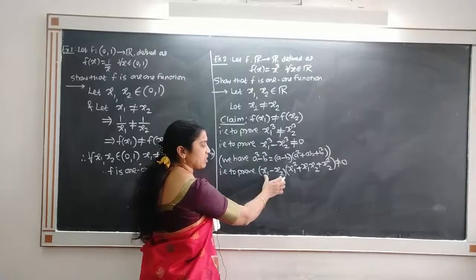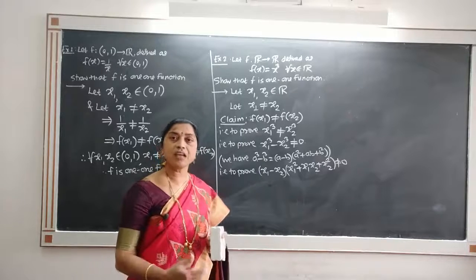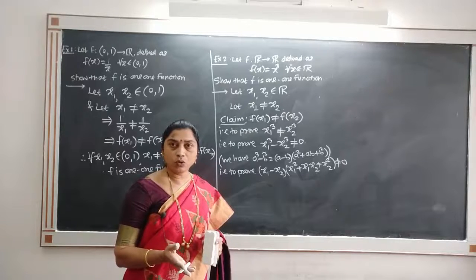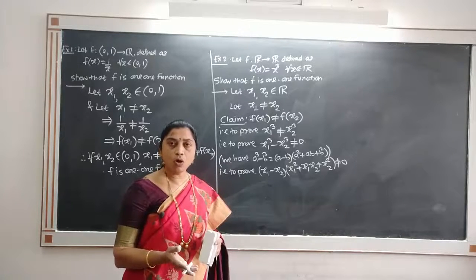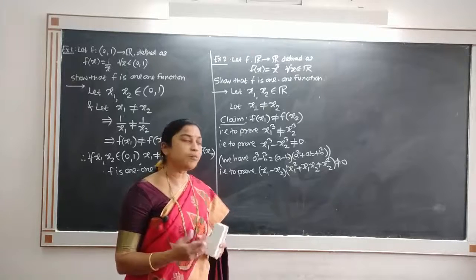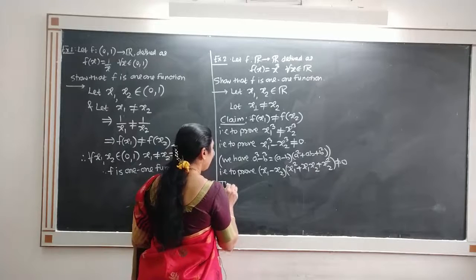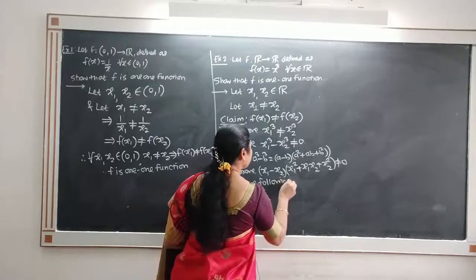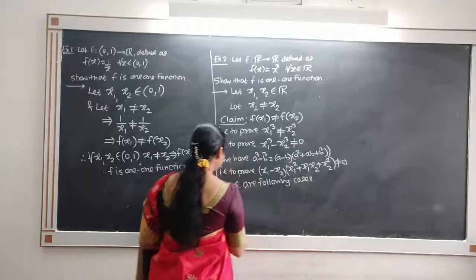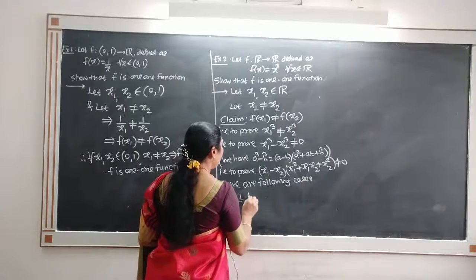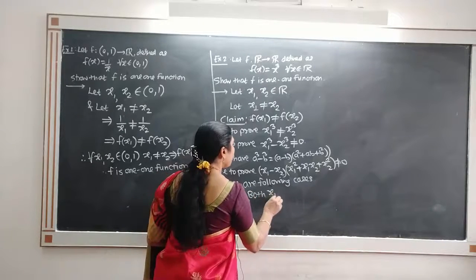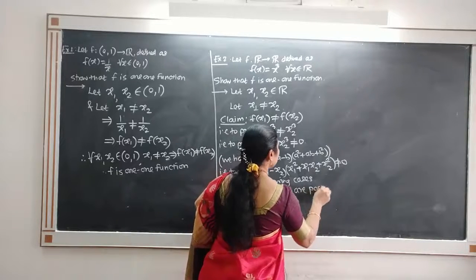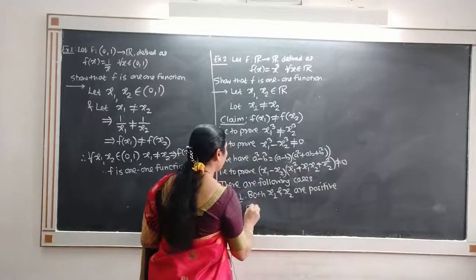Now there are different cases depending on x1 and x2 because they are real numbers. Both the real numbers may be positive, both may be negative, any one of them may be 0, or they may be of different sign, that is opposite signs. So consider the cases. There are the following cases. The first case is both x1 and x2 are positive or both are negative.